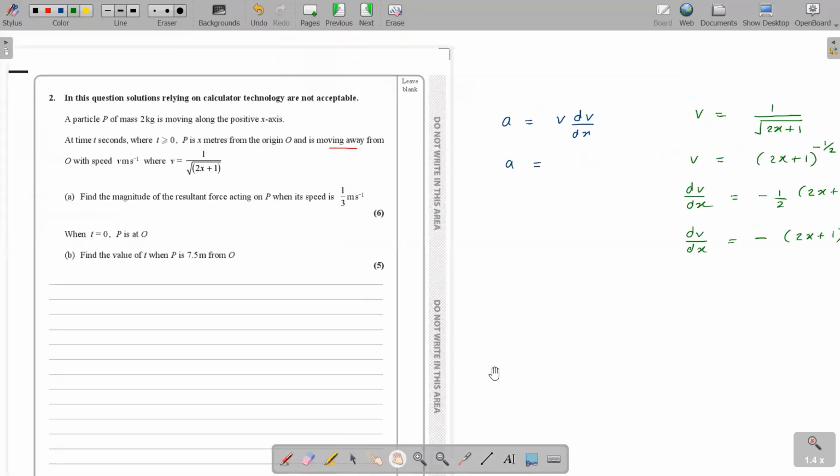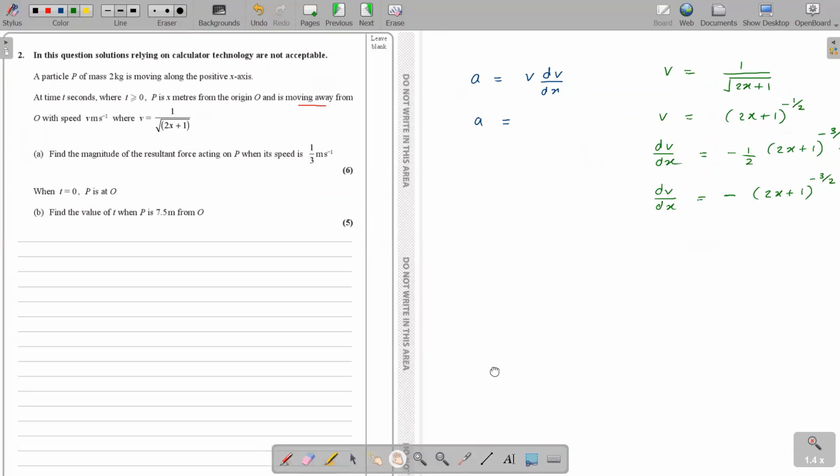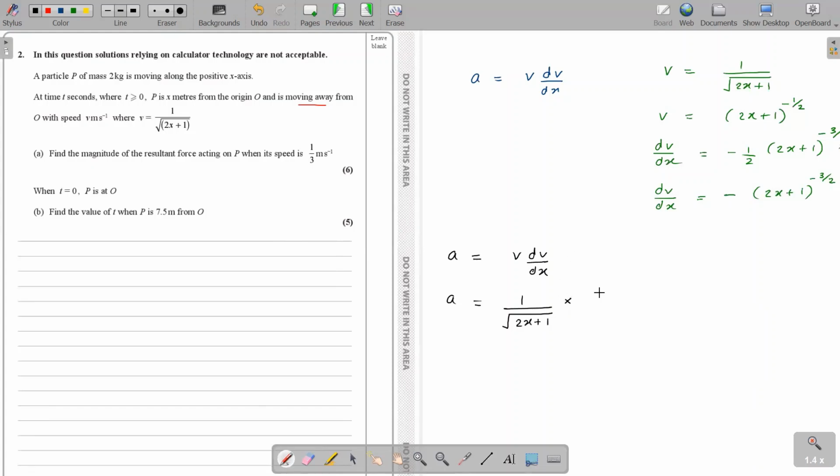And then what do they want us to do? The next thing is we have the dv by dx value and we have the v value, so let's calculate the acceleration. Acceleration equals v dv by dx. v is 1 over root 2x plus 1, times dv by dx, which is minus 2x plus 1 to the power minus 3 over 2. Are you with me? So we get the acceleration function completely in terms of x.